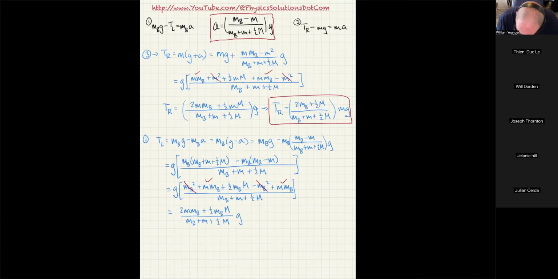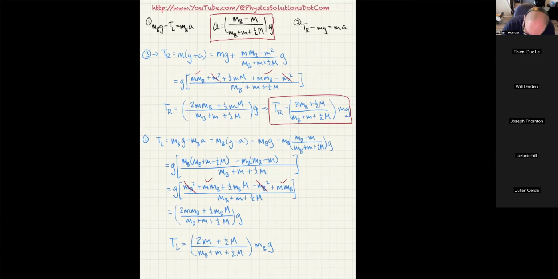half M times G. And that's not quite as pretty as I like, but notice this time I have a MB that can be multiplied or it can be factored out, in which case I'm going to say TL is now just 2M plus 1 half big M divided by MB plus M plus 1 half M, all of that times MB times G.